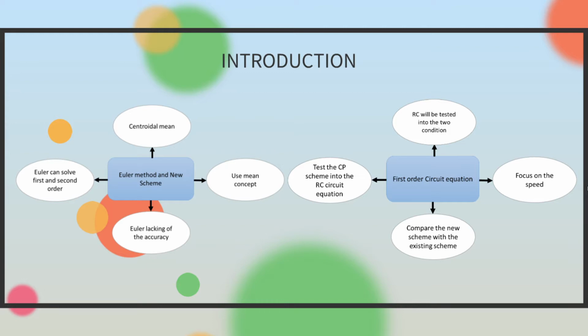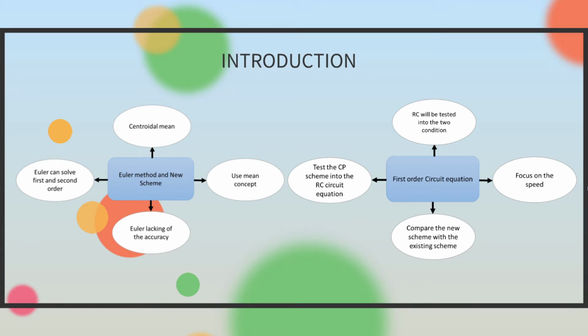The new scheme will be created to solve the first order ODE and RC circuit equation. I use centroidal as my main means of creating the new scheme by combining mean and Euler. Centroidal is one of the simple concepts that uses any two positive real numbers; the center of an object refers to its geometry. It is a very useful concept in engineering to find the center of an object and in other applications.